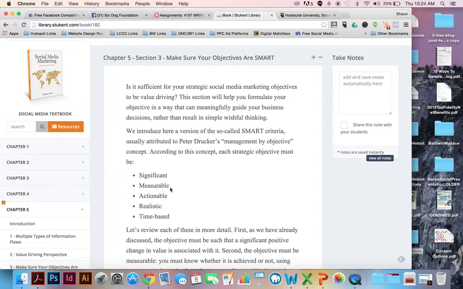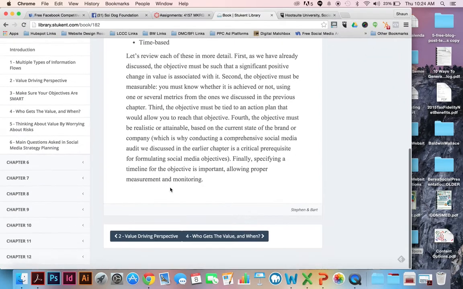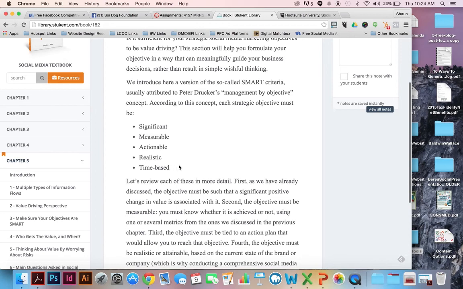Another thing that you need to show is, is it actionable? Okay? Is it realistic? All right? You've done social media assessments and you audited the competition. How many page likes can you actually expect to achieve? All right? And then finally, last but not least, is it time-based? All right? When do you expect, how long do you expect that campaign to run? When do you expect it to be over?